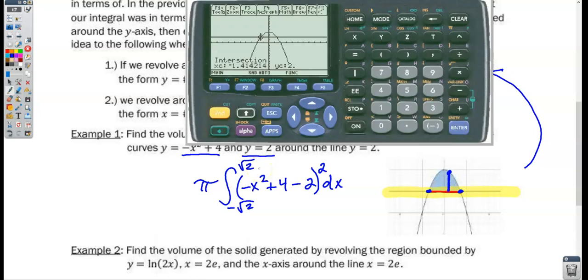And so I can go ahead and find my integral. So we're going to have pi times the integral of the quantity negative x squared. And when you type this into your calculator, you can feel free to simplify that. Take that whole quantity squared with respect to x from negative square root of 2 to positive square root of 2. And that gets us the volume of our solid.